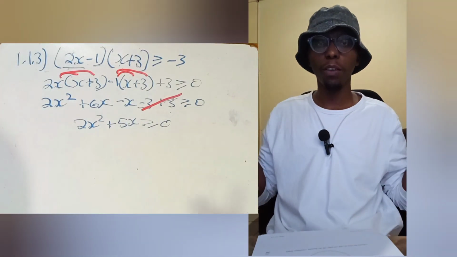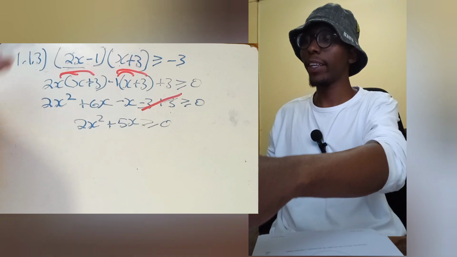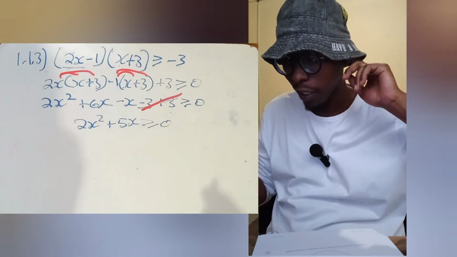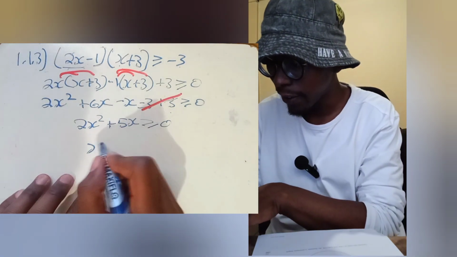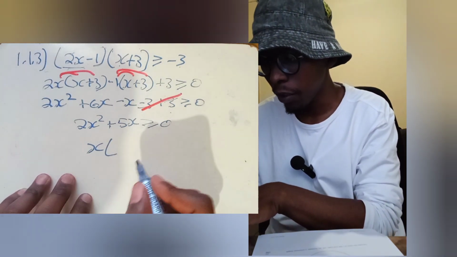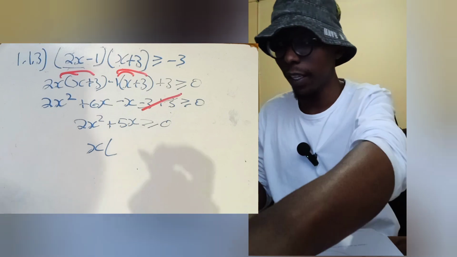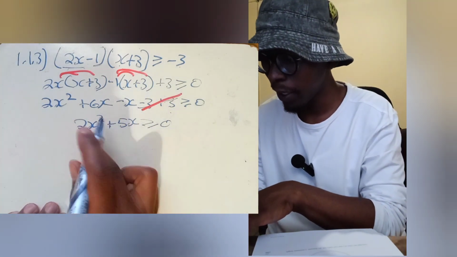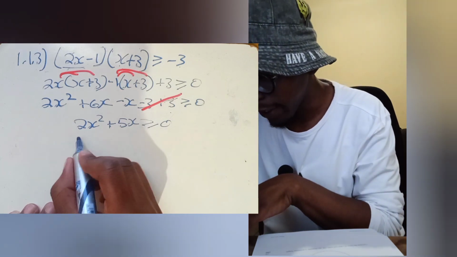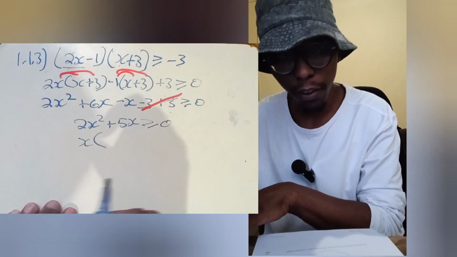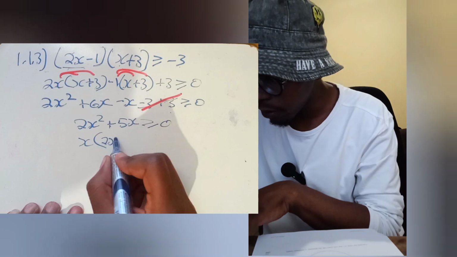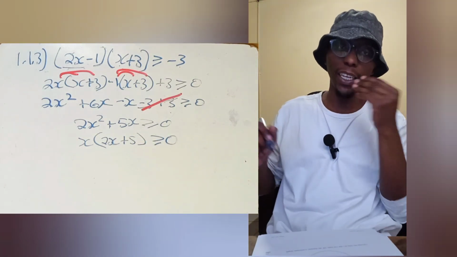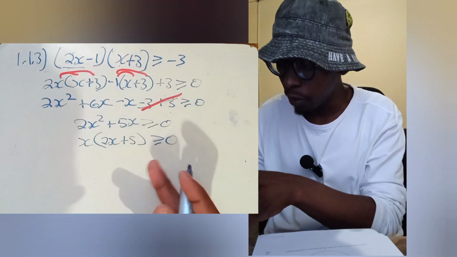So this is where it all falls apart. He foils properly, he transposes properly, but then the x is not okay. Not even from here. Obviously from here you have to factorize, and I have a common element in both terms, which is x, so I can take out the x, then just have 2x plus 5, which is greater or equal to 0.